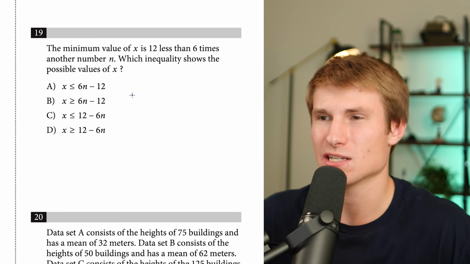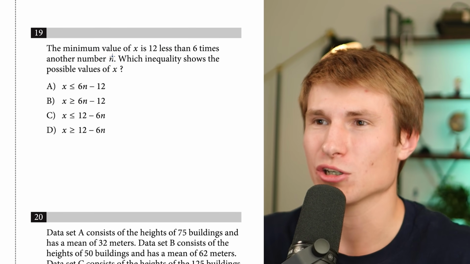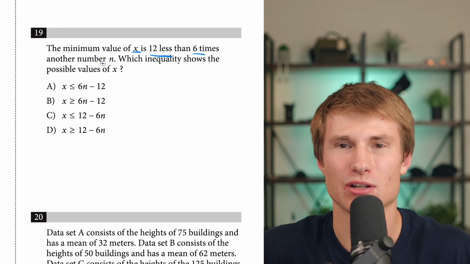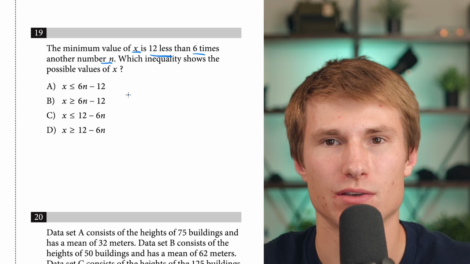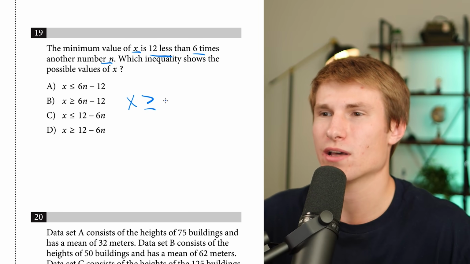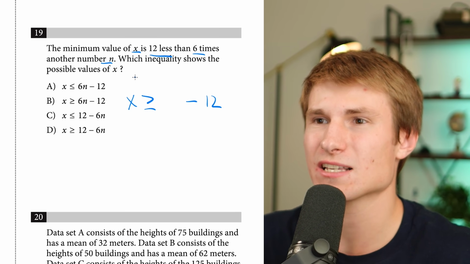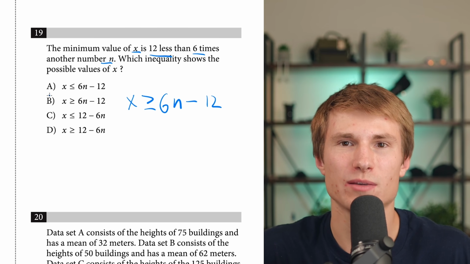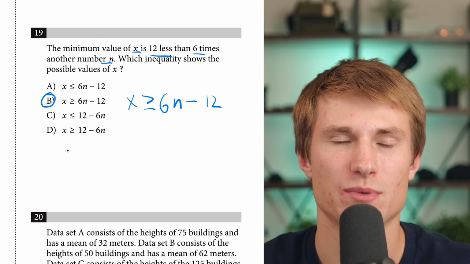Here's how to solve this SAT math question in under 60 seconds. Question 19 states the minimum value of x is 12 less than 6 times another number n, which inequality shows possible values of x. Well, we know that the minimum value of x means that x must be greater than or equal to this number. And it's 12 less, so it's going to be minus 12, 6 times another number n, so 6 times n. And as we can see, this perfectly matches up with answer choice B. So B will be our correct answer there.